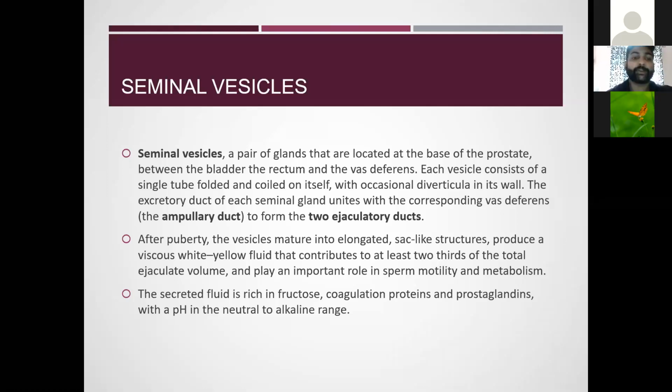After puberty, the vesicle matures into an elongated sac-like structure and produces a viscous white-yellow fluid that contributes at least 2/3 of the total ejaculate volume. It plays an important role in sperm motility and metabolism.